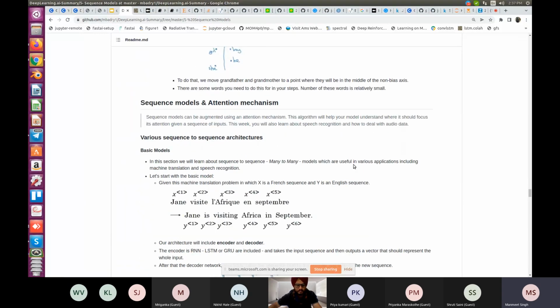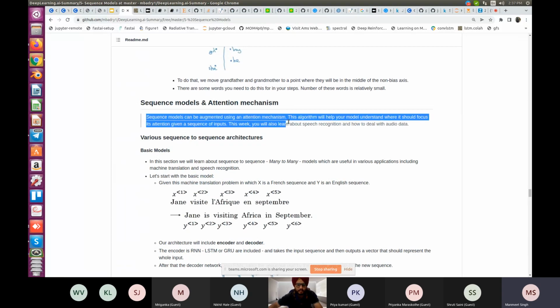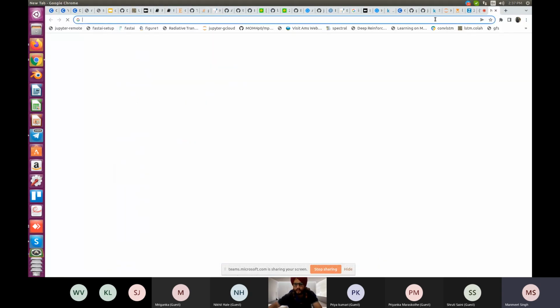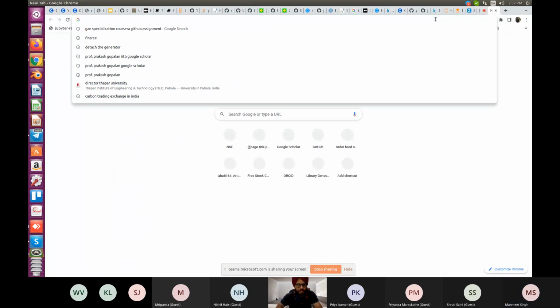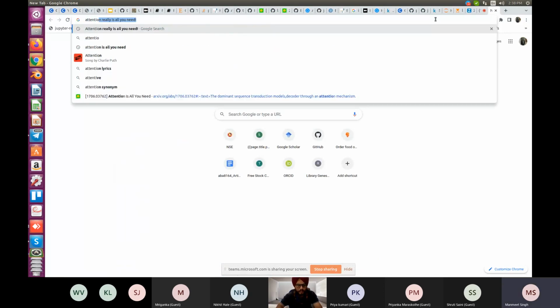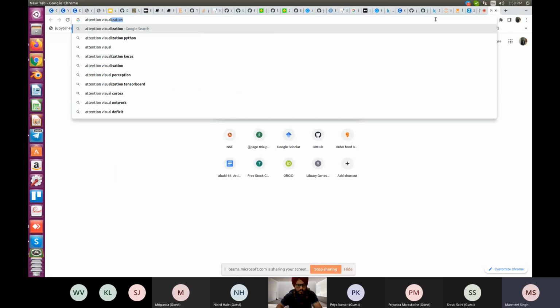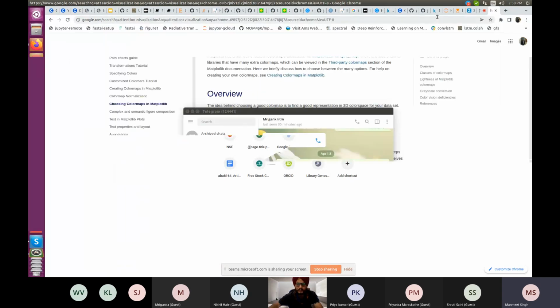Then comes sequence models and attention mechanisms. You should be aware of these attention models. We will maybe see the attention visualizations.